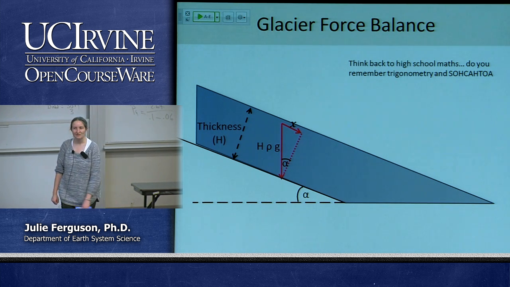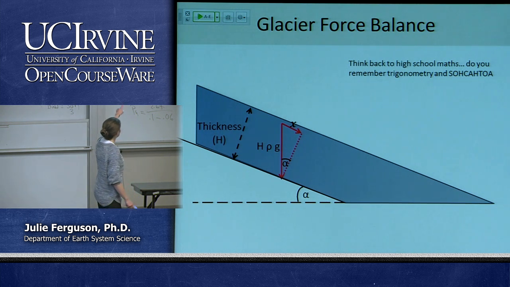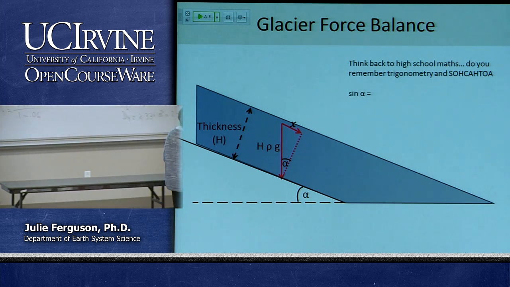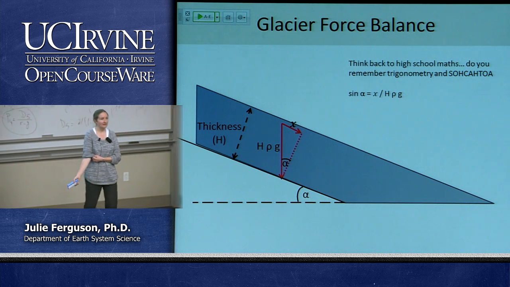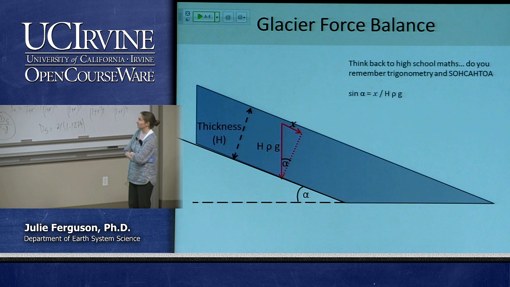Okay, so let me ask again. Which one am I going to use, sine, cos, or tan? Sine, thank you. Because I have x, which is opposite my angle, so that's the opposite. And then I have the hypotenuse, which is my weight, my height, density and gravity. So I have opposite and hypotenuse, so I'm going to use sine. So sine of alpha is equal to x divided by the thickness times the density times the gravity.